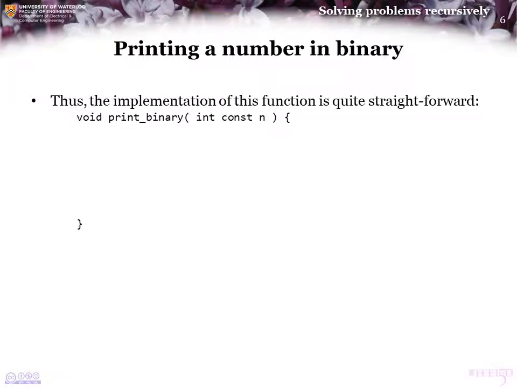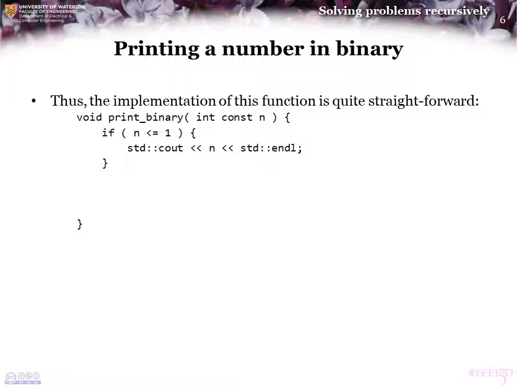Now, as with the 2 previous functions that we implemented recursively, this one is also reasonably straightforward. So here we see our function body. First, we deal with the base case. In this case, the base case is when n is only a single bit, and that is when n is equal to either 0 or 1. In either case, we just print out n, and that will result in either 0 or 1 being printed to the screen.